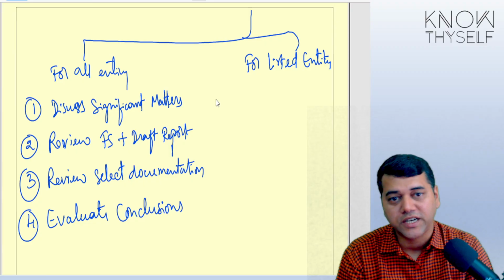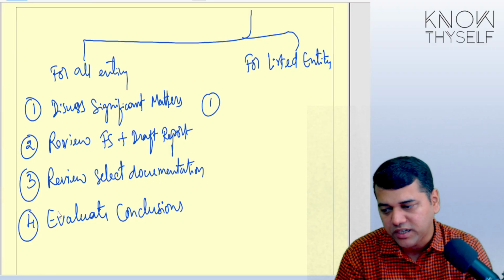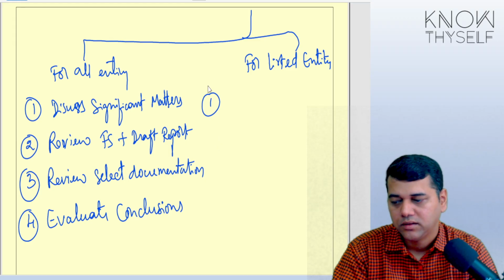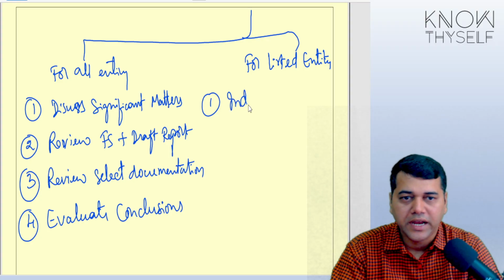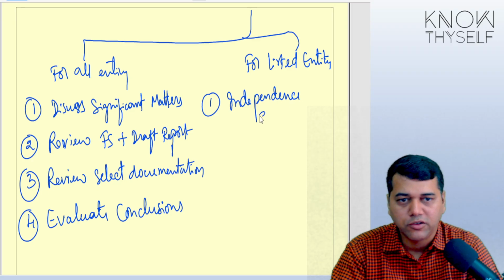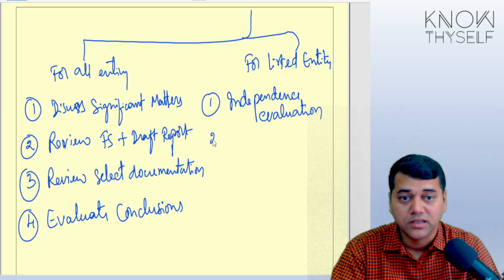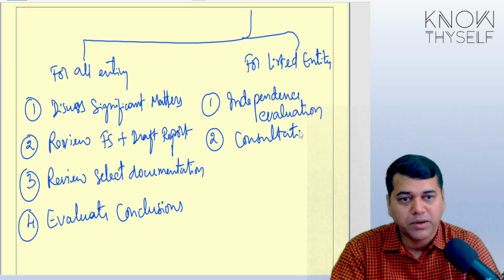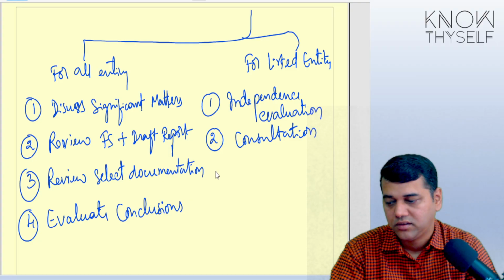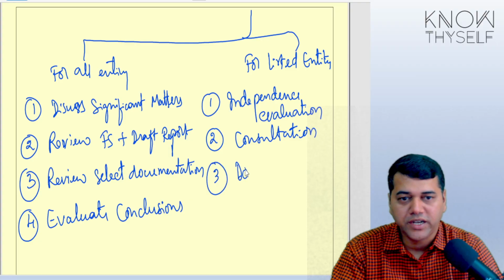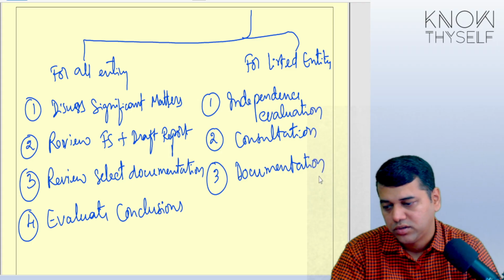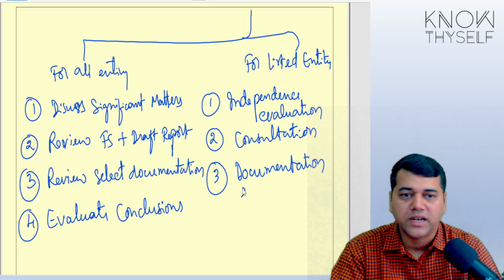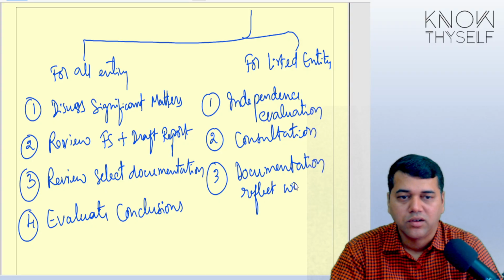Now, what is for listed entities? These four things have to be done, plus independence evaluation. That means has the team done that independence assessment, consultation has happened for contentious matters, documentation reflects work performed.